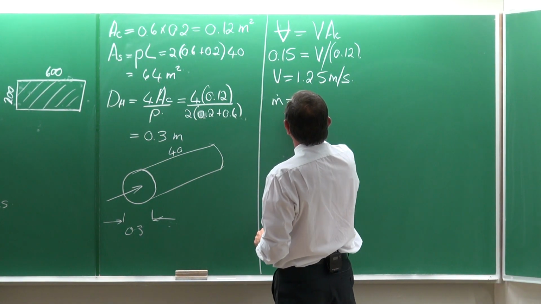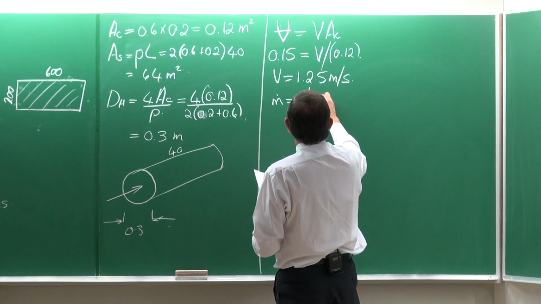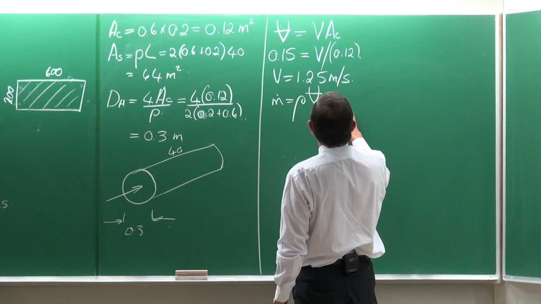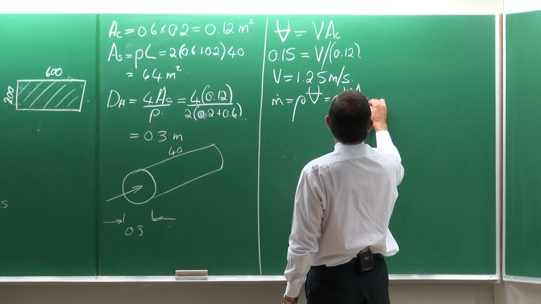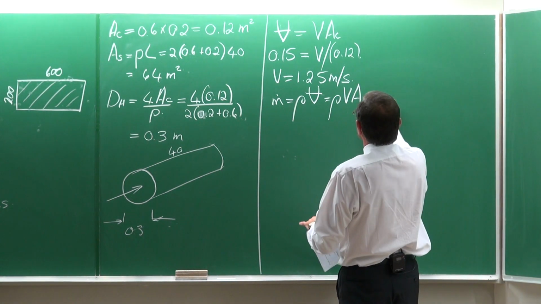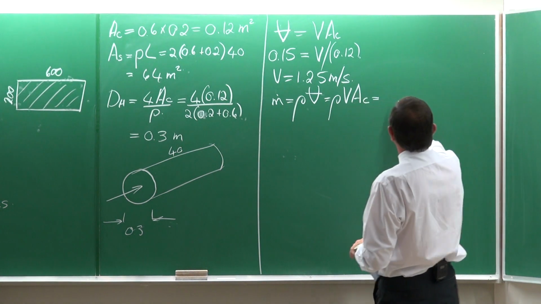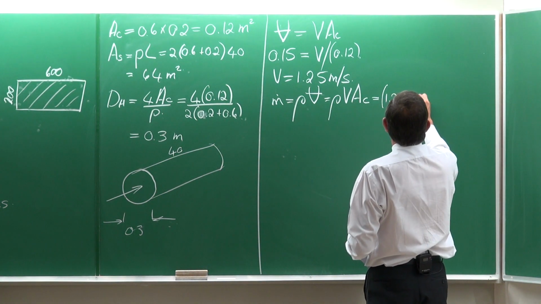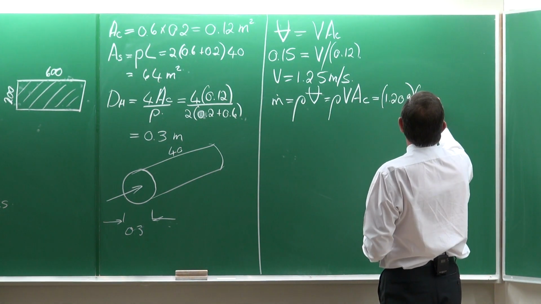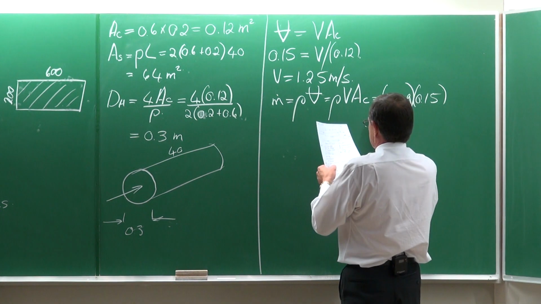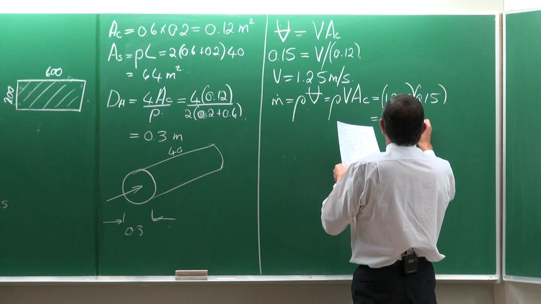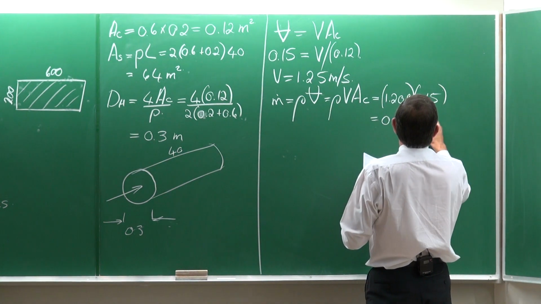The mass flow rate is equal to rho multiplied by the volume flow rate, or it is equal to rho v multiplied by the cross-sectional area, however you want to calculate it. In this case, I'm going to do it like that. The density is equal to 1.209 multiplied by the volume flow rate, which is equal to 0.15, and the mass flow rate is equal to 0.1814 kilograms per second.